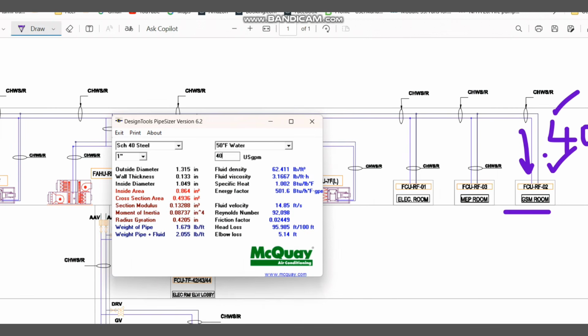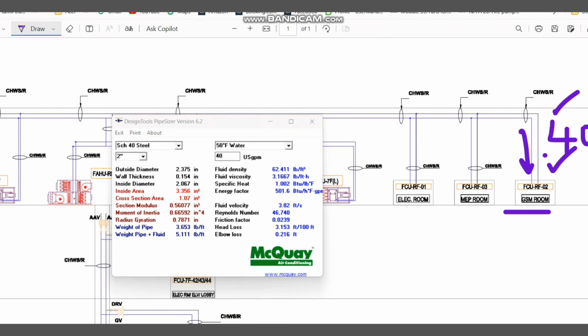So I put any size first, 1 inch, which is less than 2 inch, and I put 40 GPM. If you see the velocity here, it is 14.85 feet per second, which is very high, so not acceptable. So I will increase the pipe size to 1.5 inch. Now again I put 40 GPM. The fluid velocity is 6.3 feet per second, which is again not acceptable. So I will put 2 inch now, and 40 GPM. The fluid velocity is 3.82 feet per second, which is less than 4 feet per second, so it is acceptable.